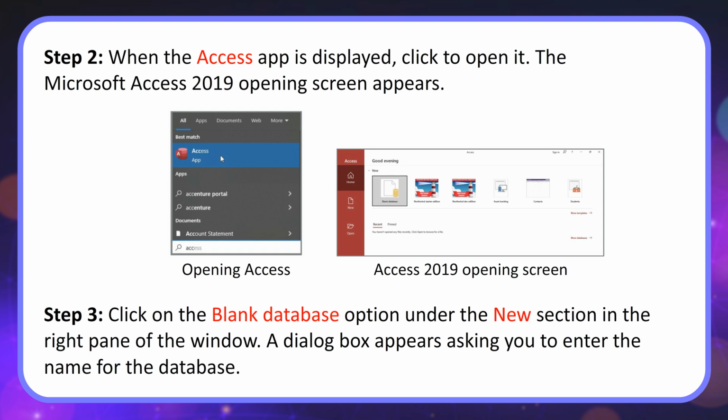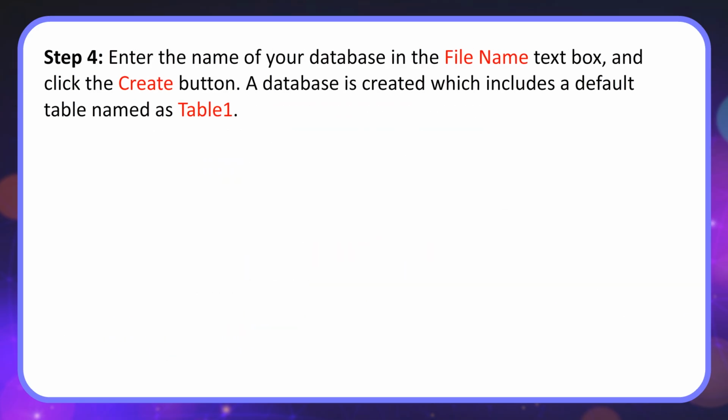Step 3. Click on the blank database option under the New section in the right pane of the window. A dialog box appears asking you to enter the name for the database. Step 4. Enter the name of your database in the File Name text box, and click the Create button. A database is created which includes a default table named Table 1.